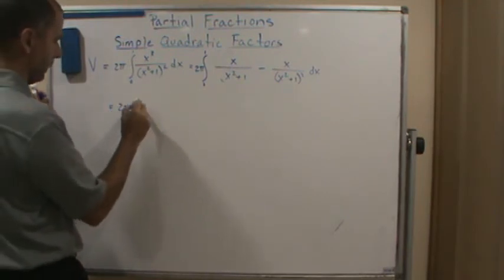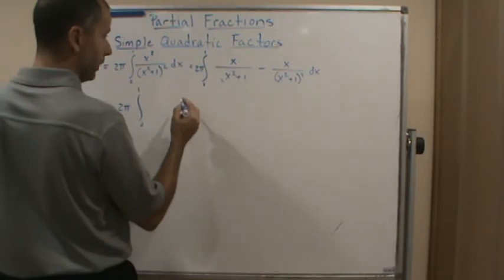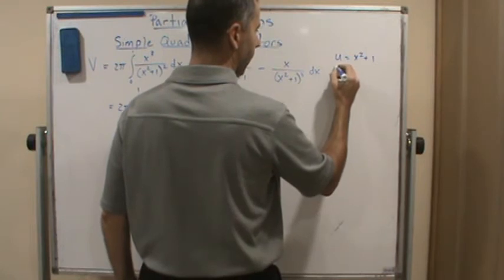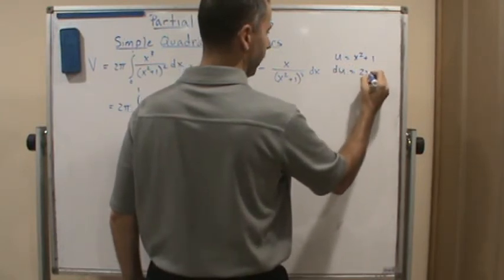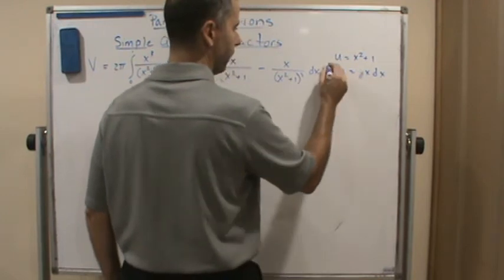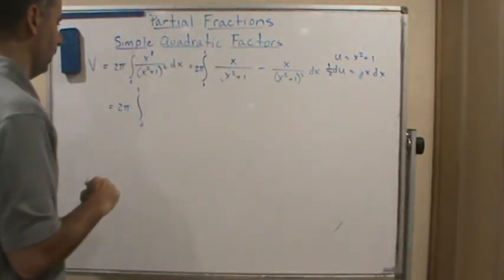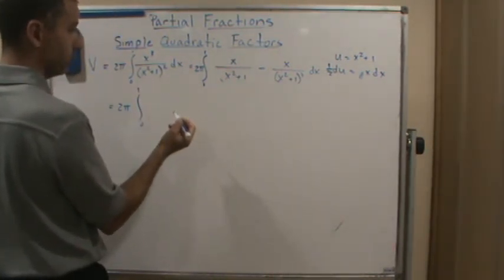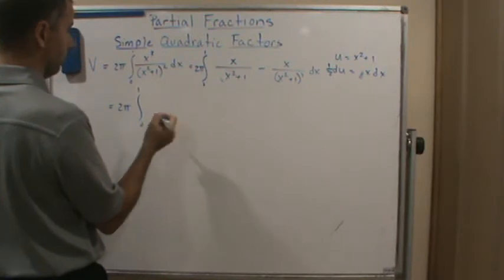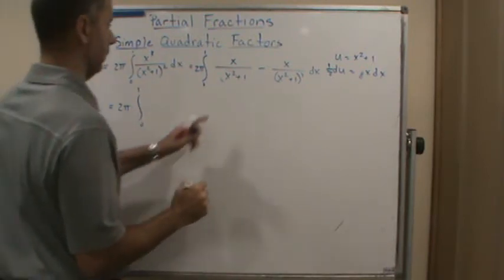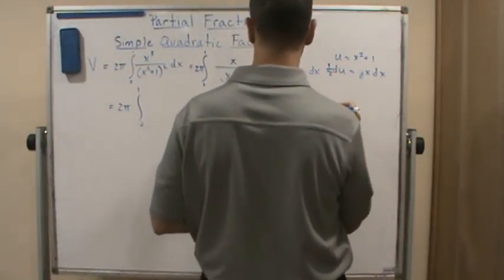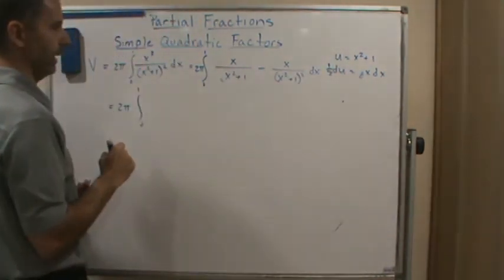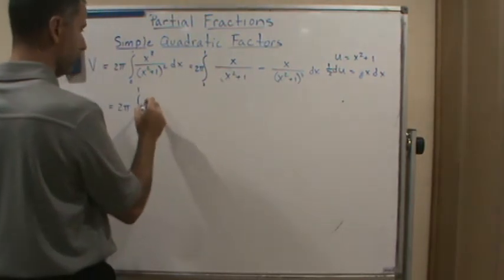So we get 2 pi, the integral from 0 to 1. So let u equal x squared plus 1. du equals 2x dx. And again, we're going to divide by 2. And so we get what? 1/2. So, here. x, what does x equal? Oh no, we got that taken care of here, so never mind. We don't need that. So this is going to be du.